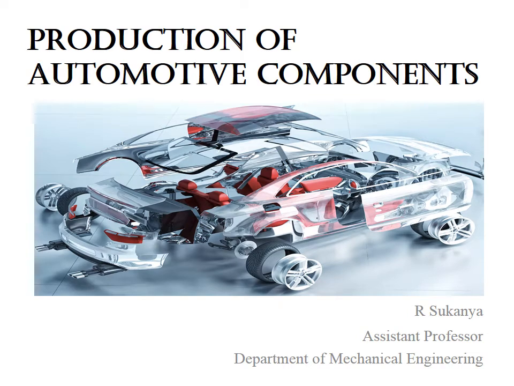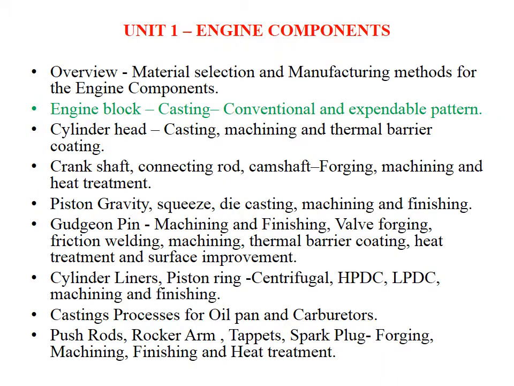Welcome to the lecture on production of automotive components. In the last lecture we discussed material selection and manufacturing methods. In this lecture we'll be talking about the engine block: how the engine block is manufactured, which is basically by casting, and we'll be talking about the two types, which are conventional pattern and expendable pattern casting.